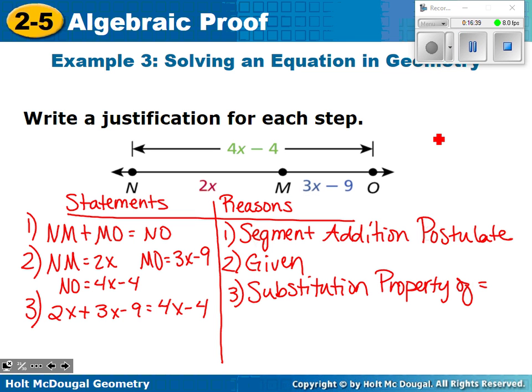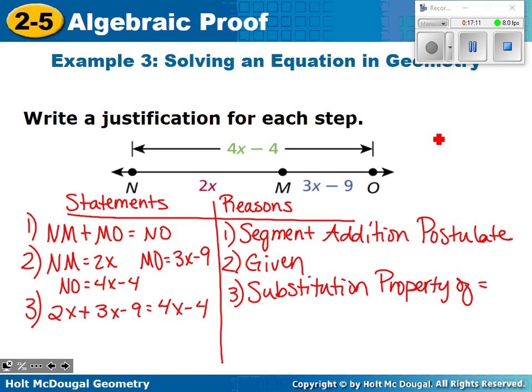All right, from here, we just now have an algebraic equation that we need to keep going and solve. So the only thing that was different here was using our geometry postulates and our given. Everything else here is going to be just what we've been doing. So I'm going to go ahead and go over here to the board where I've got a little bit more room, and let's finish this. So number 4, what's the first thing we want to do to solve that equation? Good, combine like terms. So that means my reason is combine like terms or simplify.